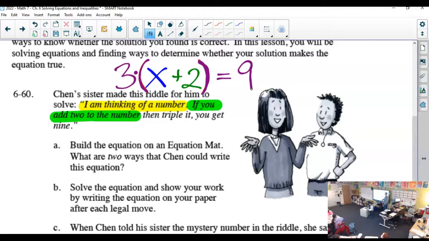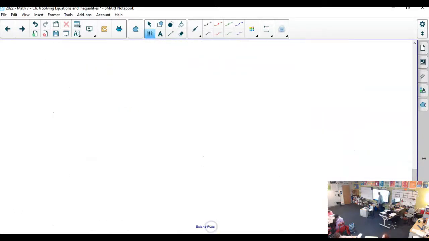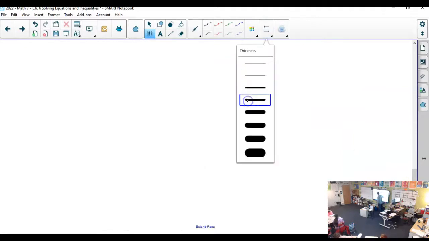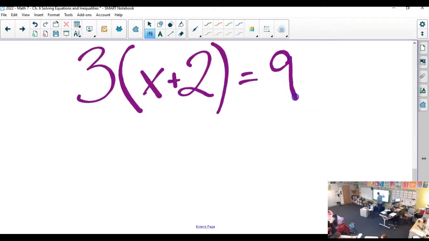Try this. At your table group, try to figure out what the number is. What is Chen's sister's number? I'm all by myself. Now, actually, even if you don't have algebra tiles, that's fine. But I'm going to build this with algebra tiles to make sure we understand what's going on.